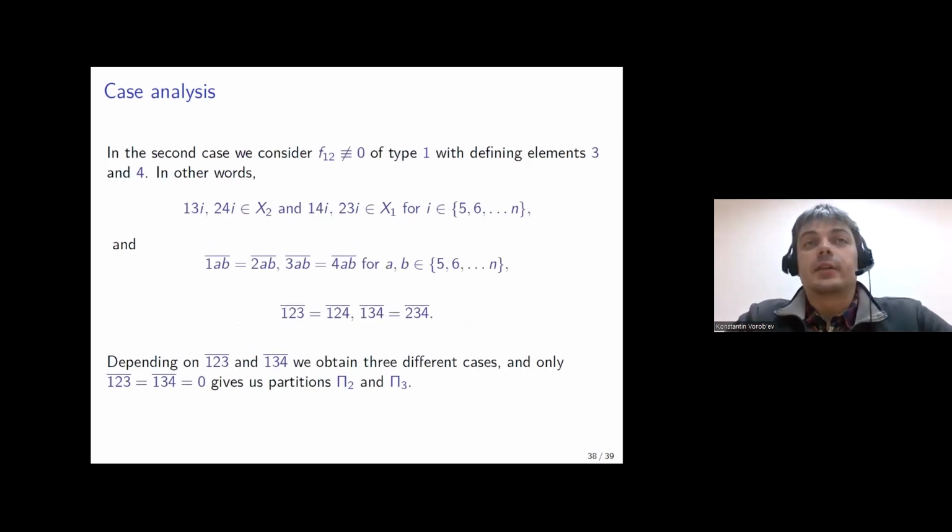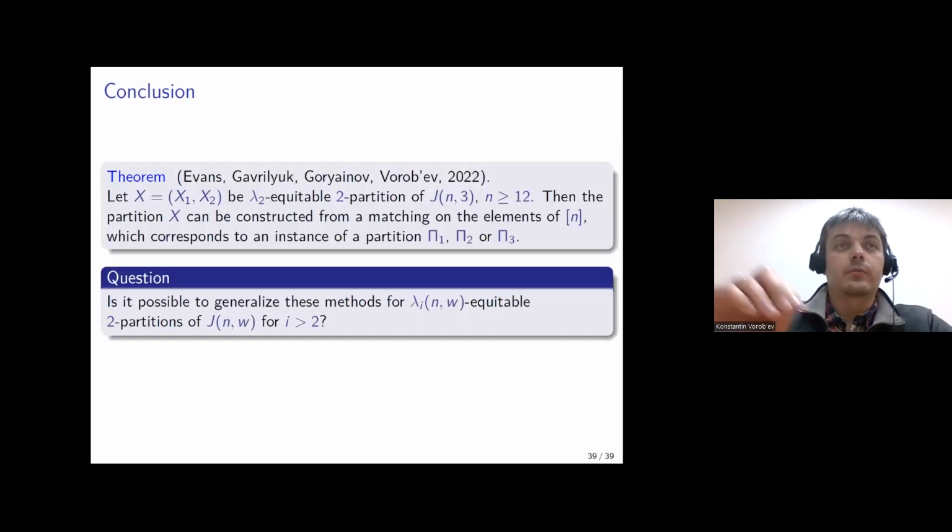And in the second case, there is at least one partial difference of type 1. So we start with this, and also by some case consideration, step by step, we reconstruct the whole partitions. And in this case, we have partitions pi 2 and pi 3. Of course, it also requires some time. So the whole proof for these cases is about 8 pages.